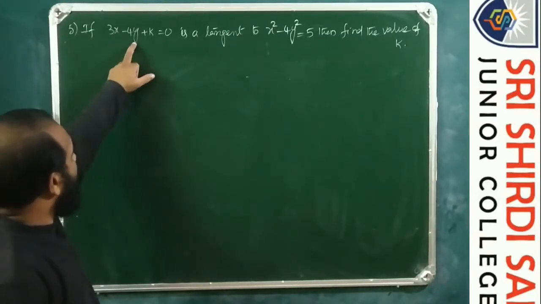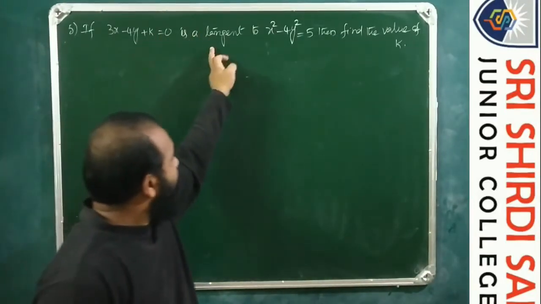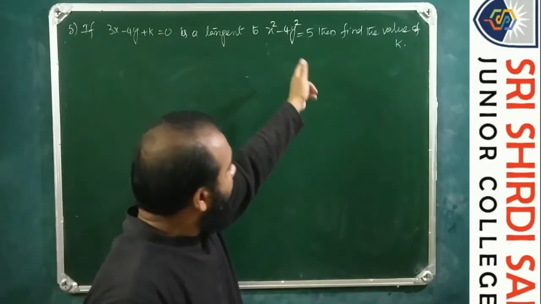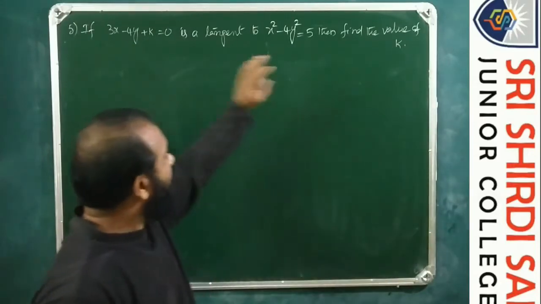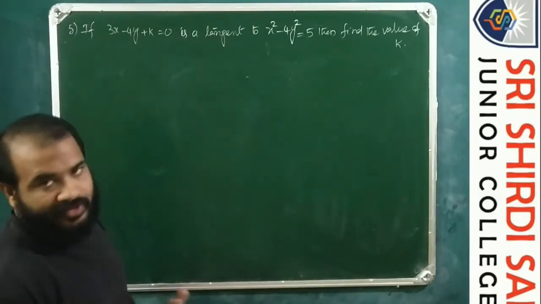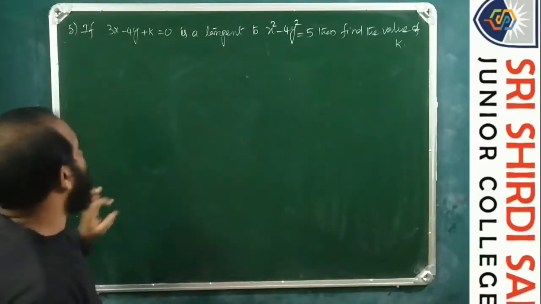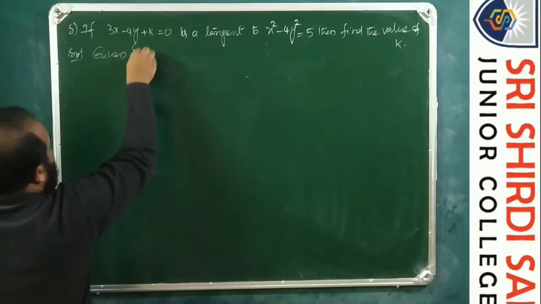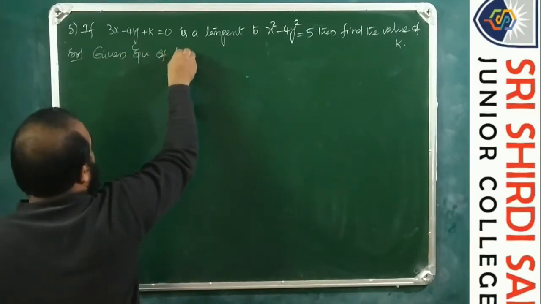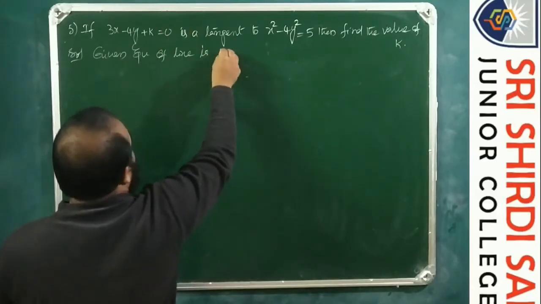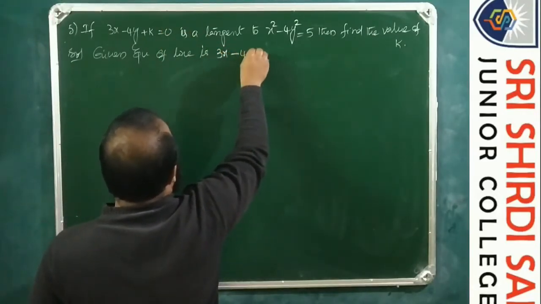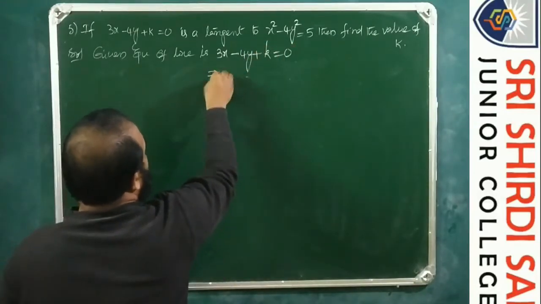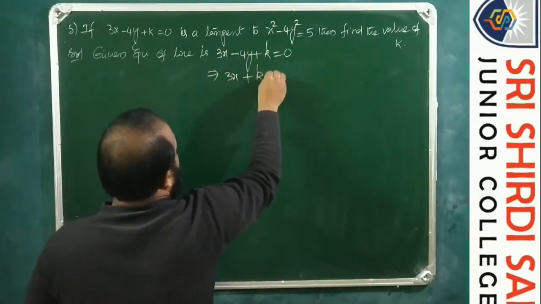If 3x minus 4y plus k equals 0 is a tangent to x square minus 4y square equals 5, which is a hyperbola, then find the value of k. This is the question and we need to find the value of k. This is the straight line. So the given equation of the line is 3x minus 4y plus k equals 0. From this, 3x plus k is equal to 4y.